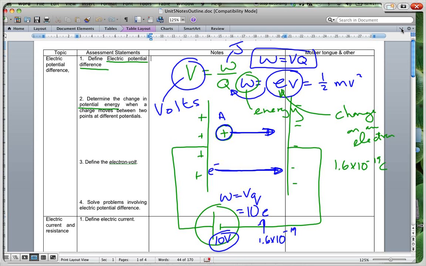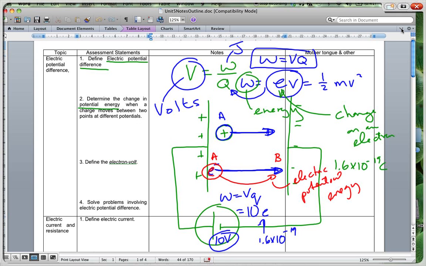Okay, so before they move, it's potential. That's right. So if I take this electron over here, and I take it from, let's say, A to B, as I take it across there in this direction, I give it electric potential energy.